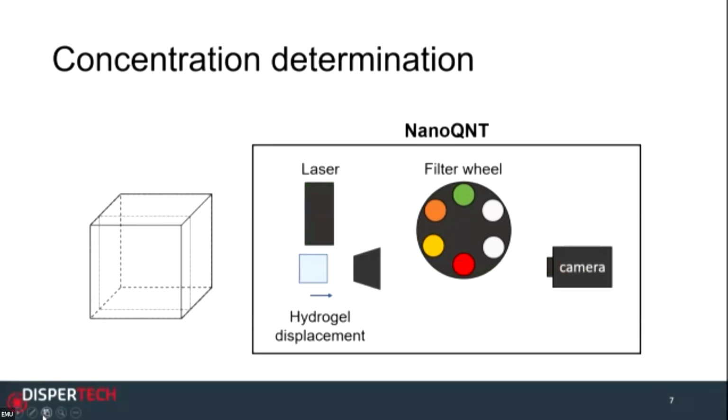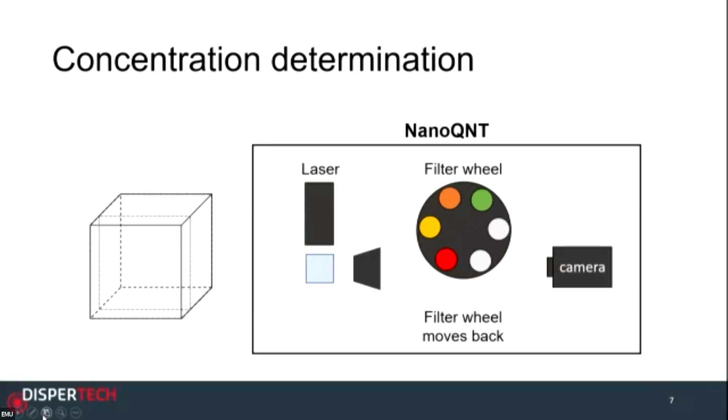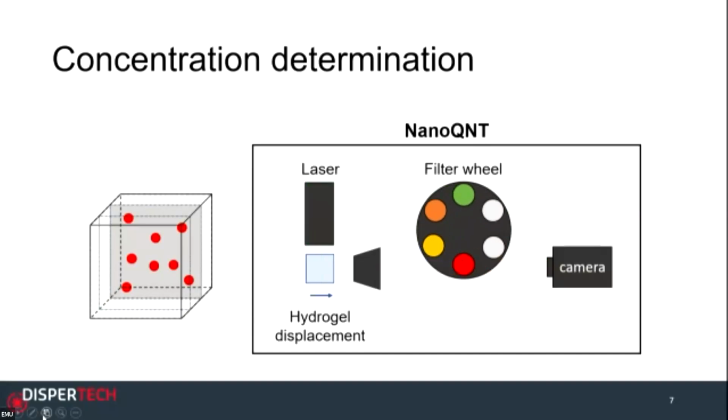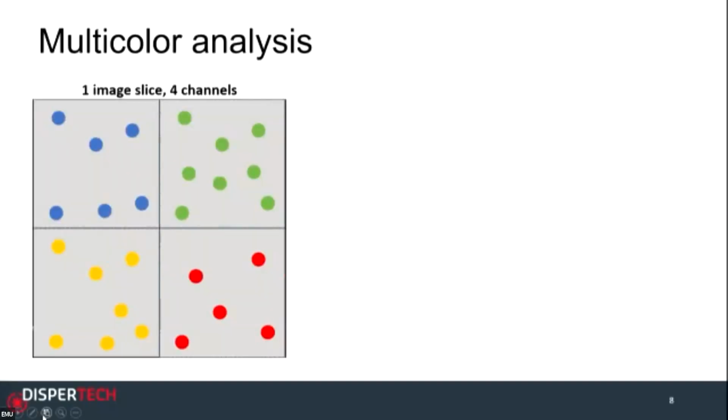After that has been done, we use a very precise piezo device to move the hydrogel with up to nanometer precision. The filter wheel moves back to channel 1 and the whole process starts over again: channel 1, 2, 3, and 4. This whole process continues until we've illuminated the whole volume. So now you have one slice of the hydrogel that has been cut, and you would have, for instance, 4 channels.